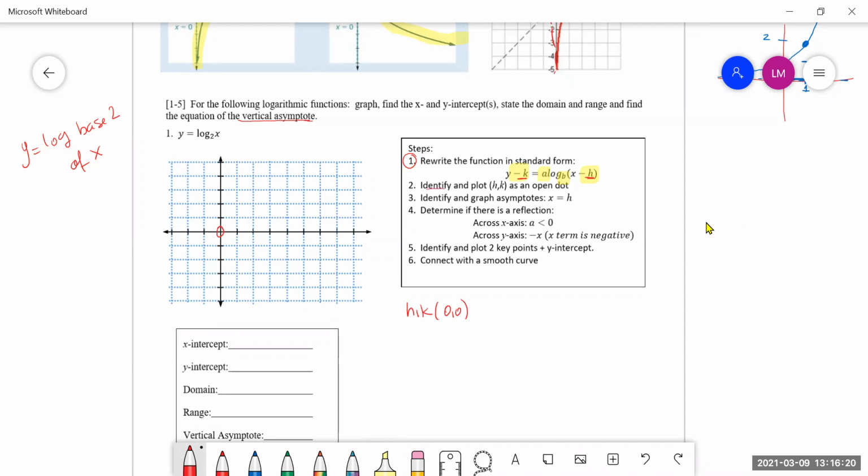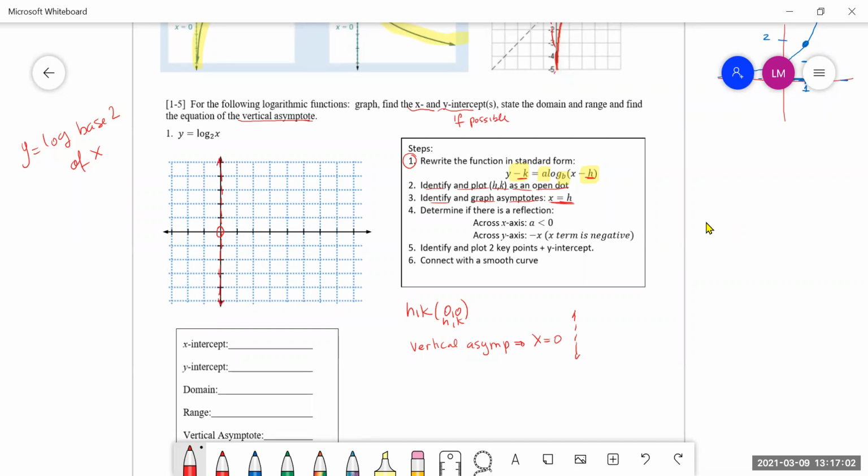It says identify and plot the h and k as an open dot. I did that. Identify and graph the asymptote, which is x equals h. This is my h. This is my k. So my vertical asymptote is x equals 0. It is a vertical line. Okay. So let's go ahead and dot it over here. Tells me that I'm not touching the y-axis. That's why when I said find the x and y-intercept, I said if possible. Okay, sometimes it's not possible.